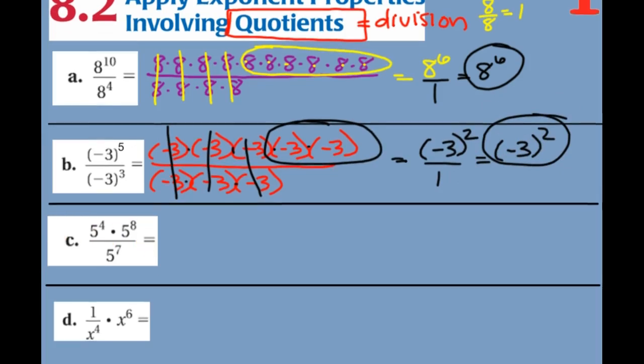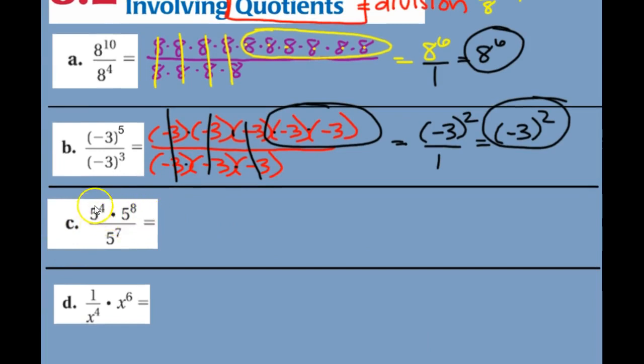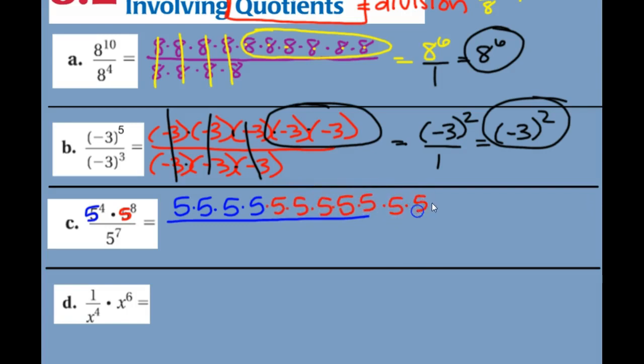This next one we need to be careful with. We have two 5's on the top here. We have 5 to the power of 4. So we have four 5's first. Then we have 8 more 5's. 1, 2, 3, 4, 5, 6, 7, 8. On the denominator we have 5 seven times. 1, 2, 3, 4, 5, 6, 7.